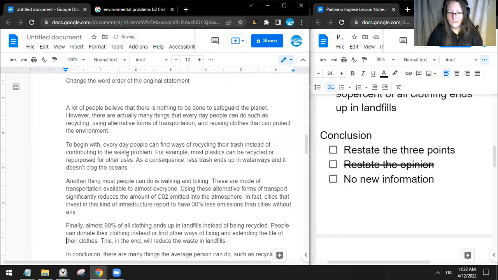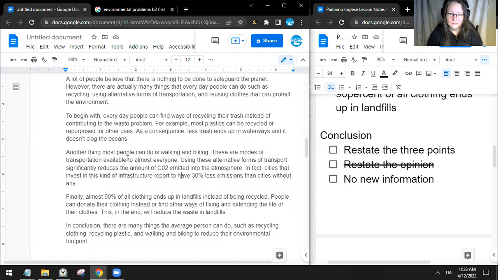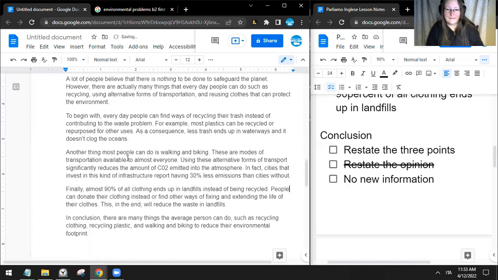Another thing most people can do is walking and biking. These are modes of transportation available to almost everyone. Using these alternative forms of transport significantly reduces the amount of CO2 emitted into the atmosphere. In fact, cities that invest in this kind of infrastructure report having 30% less emissions than cities without.